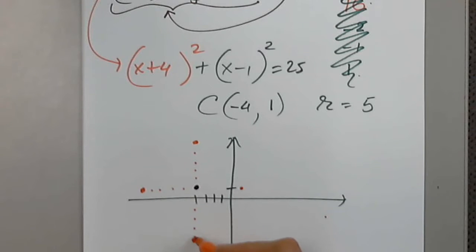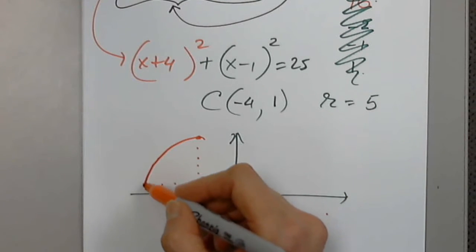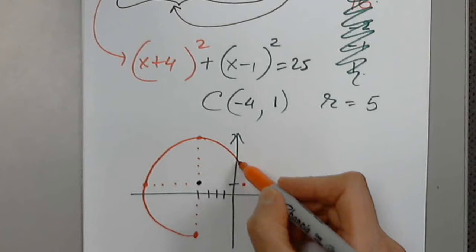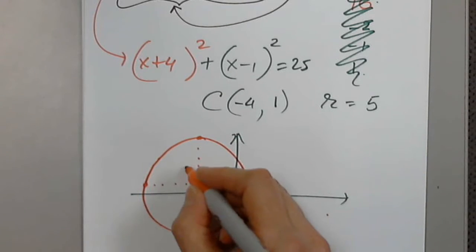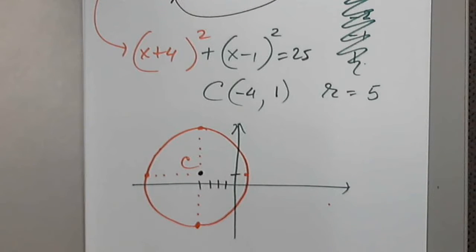One, 2, 3, 4, 5. My circle is far from being perfect. And this is its center. Good. Good pick.